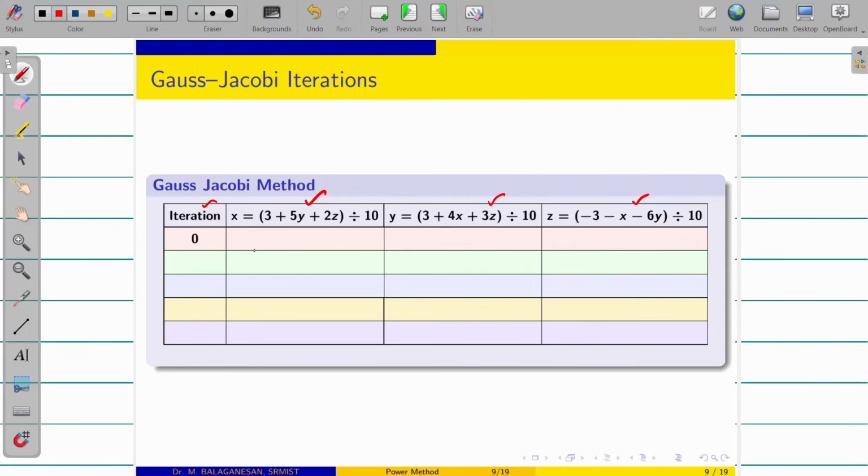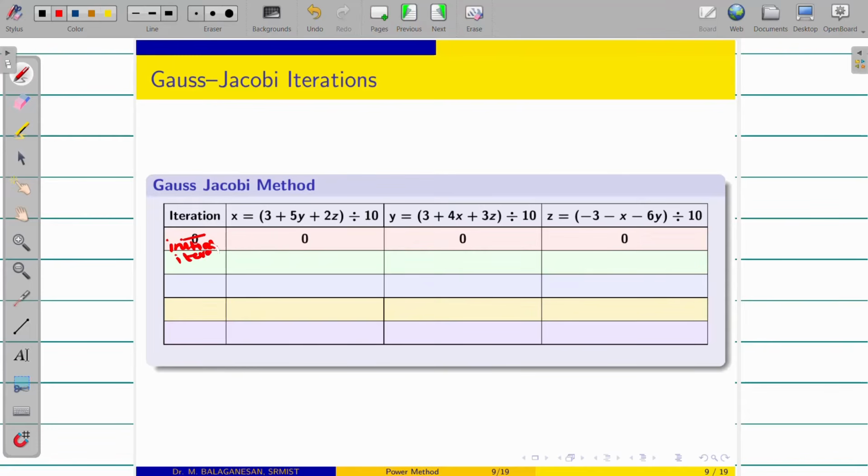Right. So now what is the initial assumption we have to take for the Gauss Jacobi method? It will be x also 0, y also 0, and z also 0. Initially, we are going to assume x0, y0, z0. This 0 you can write here as the initial iteration.